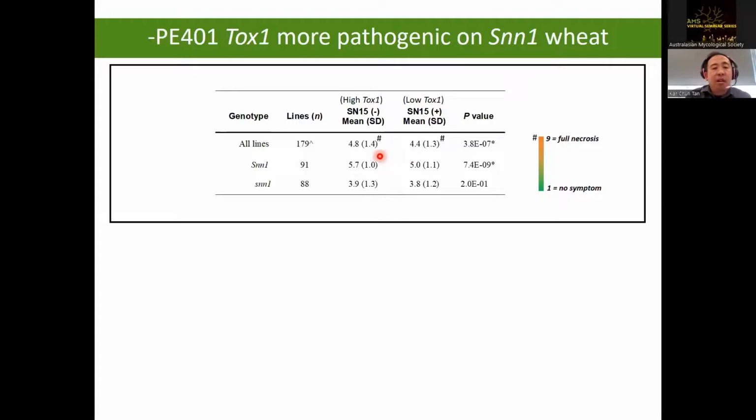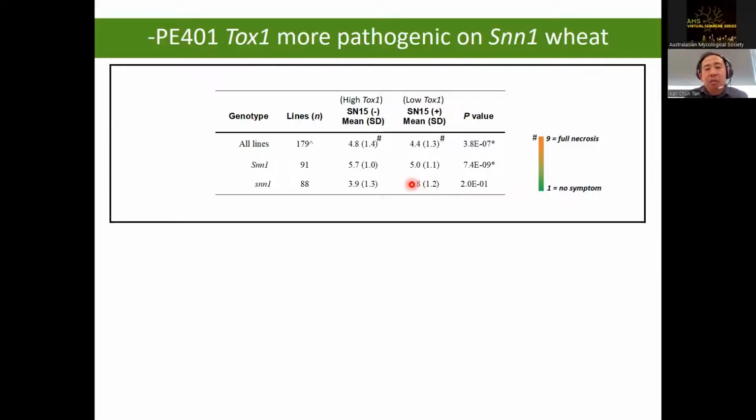And when we divided this population into varieties with TOX1 sensitivity and TOX1 insensitivity, you can immediately see those lines that possess SNN1 sensitivity are much more sensitive to the high TOX1 producer than the low TOX1 producer, right? In lines that are insensitive to TOX1, the disease severity is more or less equal. So what ends up is that high TOX1 expression drives SNN1 dependent disease, right?